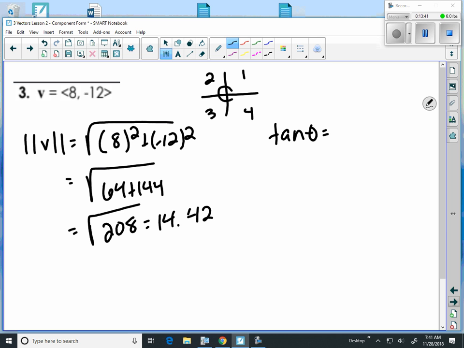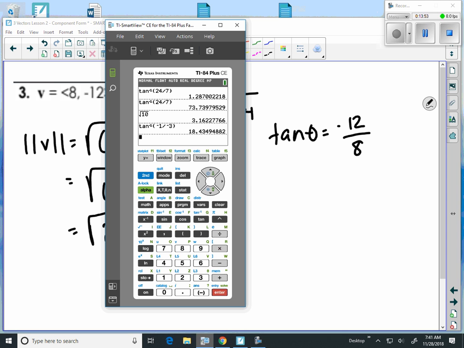Okay, so in tangent, here we do negative 12 over 8. Okay, that's B over A. And so when we put it in, tangent inverse, actually, you know what, I'll just do it up here so y'all can see it. Tangent inverse, maybe.